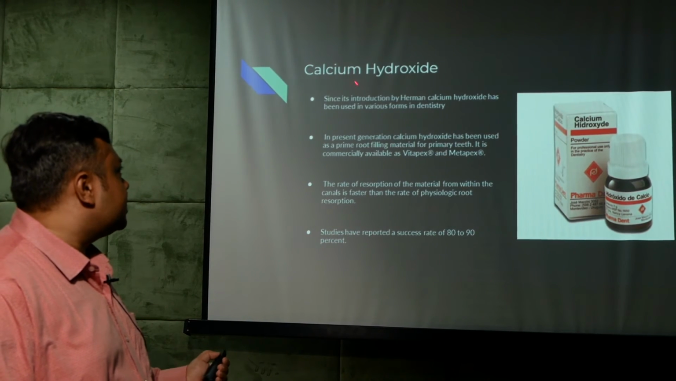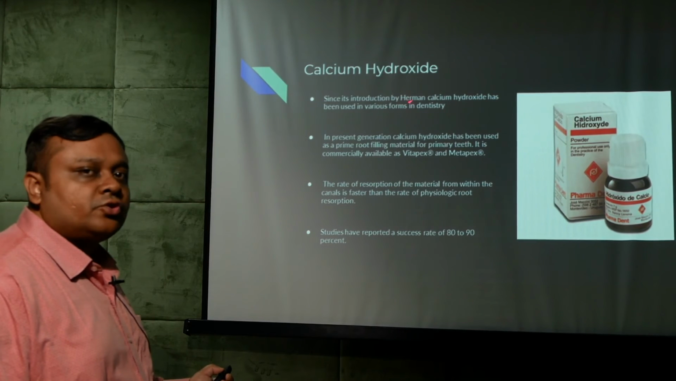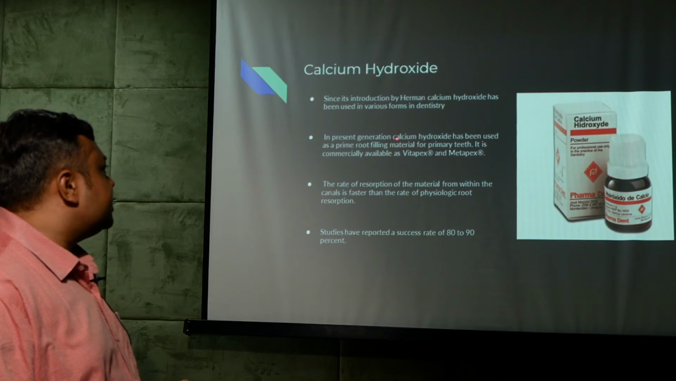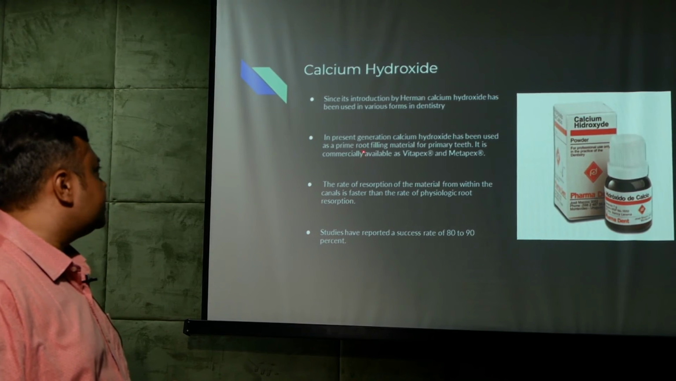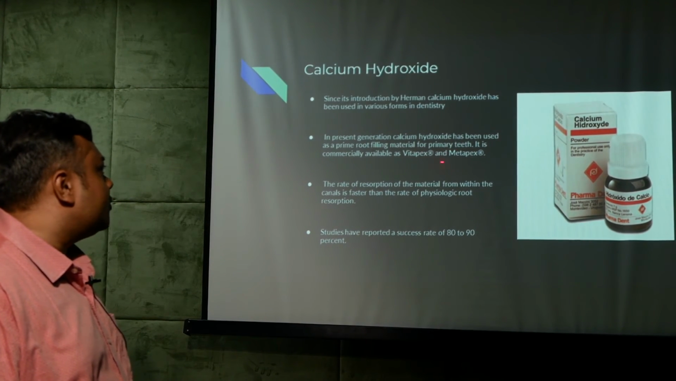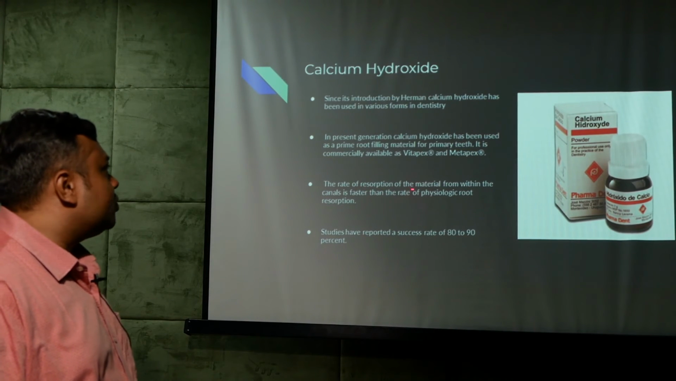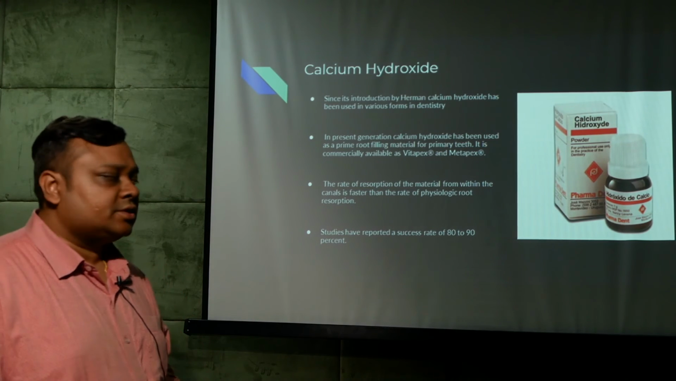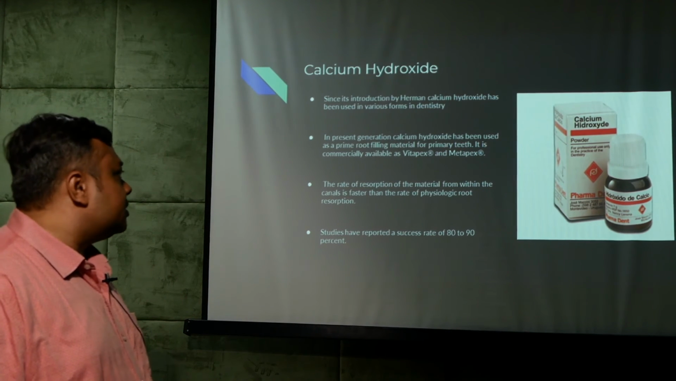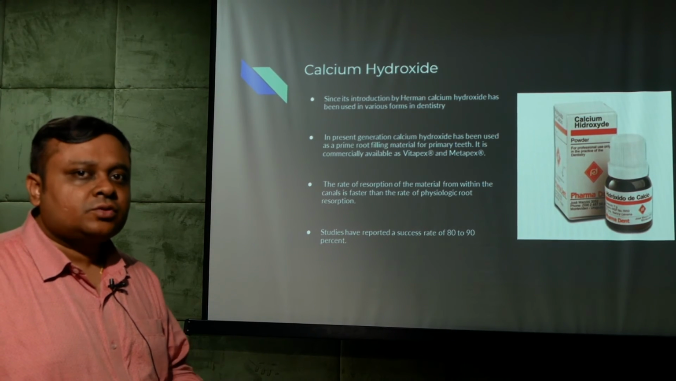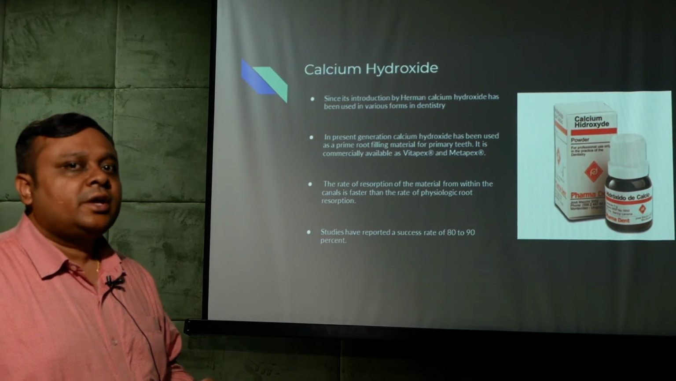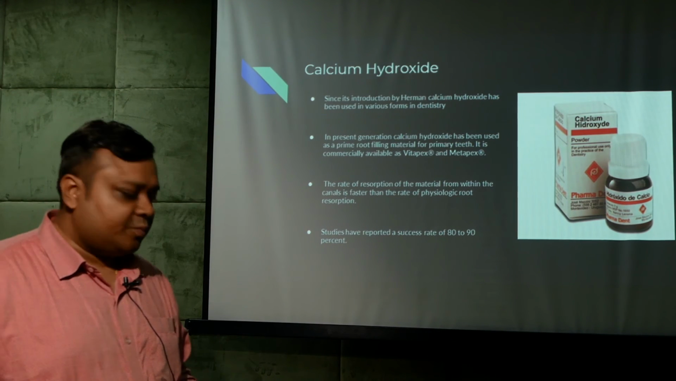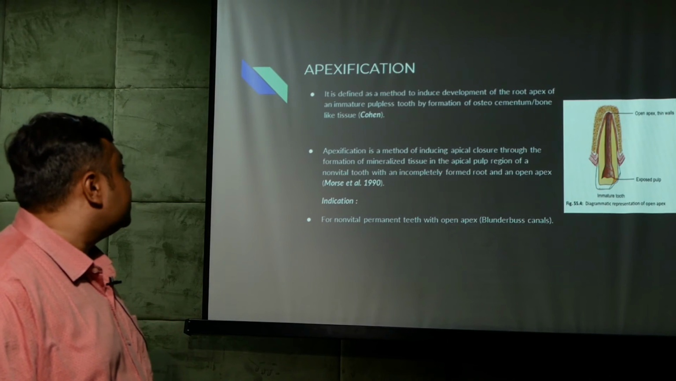The next one is calcium hydroxide. This was first introduced by Hermann for use in dentistry. The present generation calcium hydroxide has been used as a prime root canal filling material, in the form of either Metapex or Vitapex. The rate of resorption of calcium hydroxide is slightly faster than the radicular tooth root structure. But if it extrudes, there are no adverse reactions to the periapical tissues. That's why it is favored. Studies have reported a success rate of 80 to 90% with calcium hydroxide.